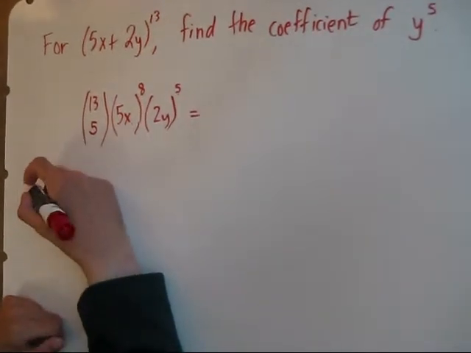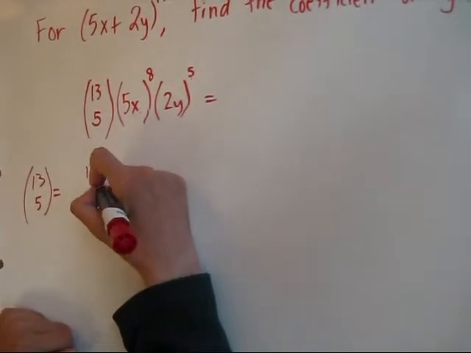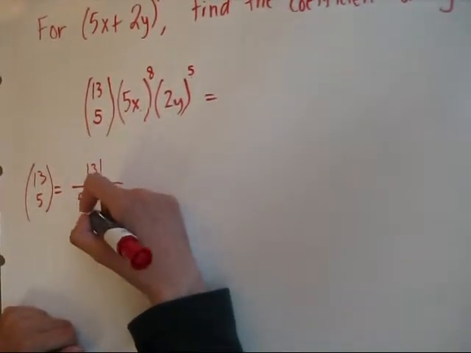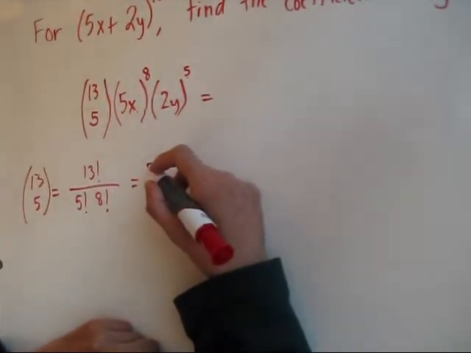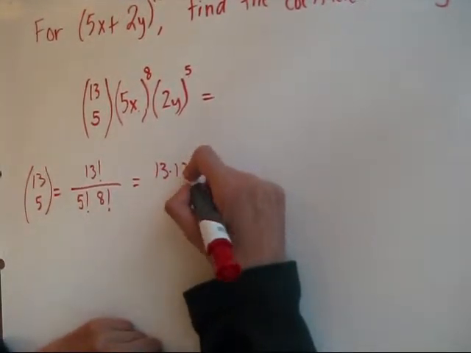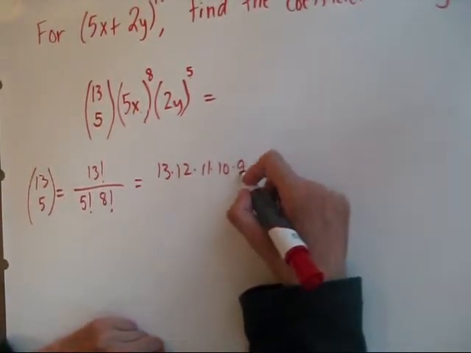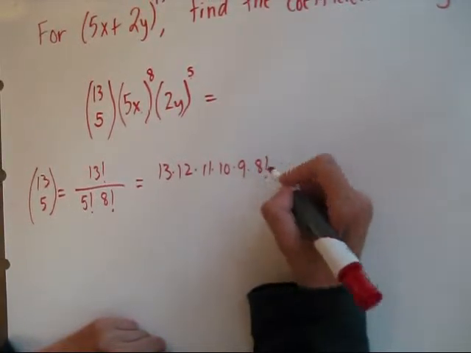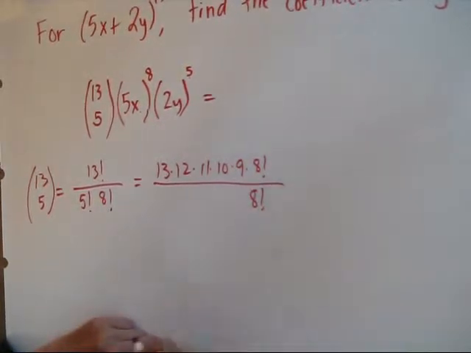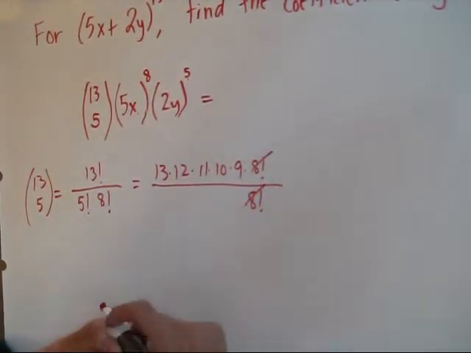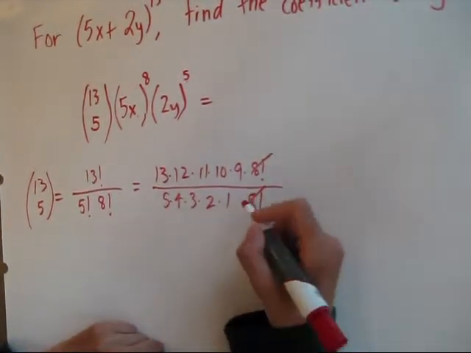Let's go off to the side and find out 13 choose 5. This really means 13 factorial over 5 factorial times 8 factorial. Well, let's do some simplifying. This is like 13 times 12 times 11 all the way down to, I'm going to stop at 8 factorial. And that's because I know I can cancel that 8 factorial in the denominator. And then we have a 5 times a 4 times 3 times 2 times 1.